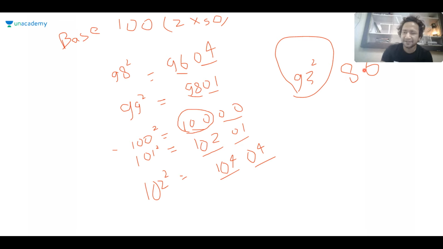And as 93 is 7 less than 100, the square of 7 is 49. So that is how we got the answer as 8649. Is that clear, everyone? Well, whatever the base is, we'll just multiply and get the answers. Very good.